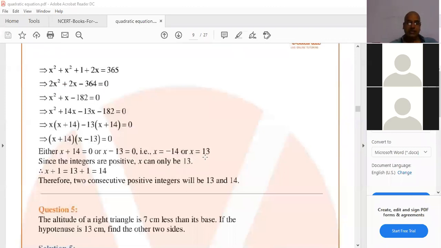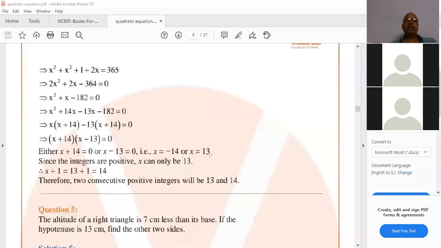Here we can take only 13. Why? Because he mentioned consecutive positive integers. That's why we can't take a negative number. In the previous one he did not say anything about the numbers, and we got both positives. But here one positive and one negative came. So we can't take the negative because consecutive positive integers are asked.